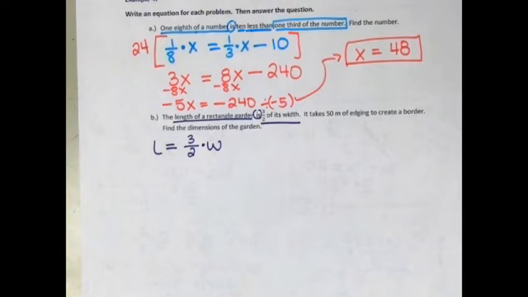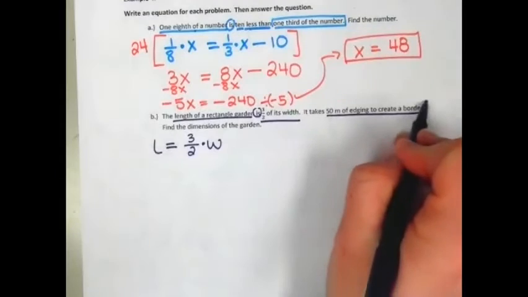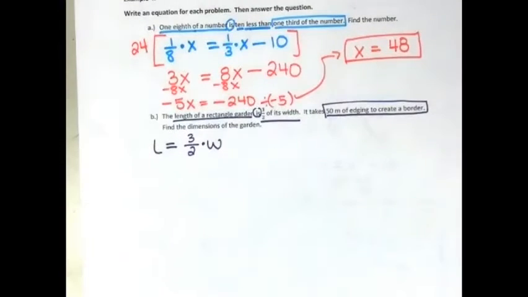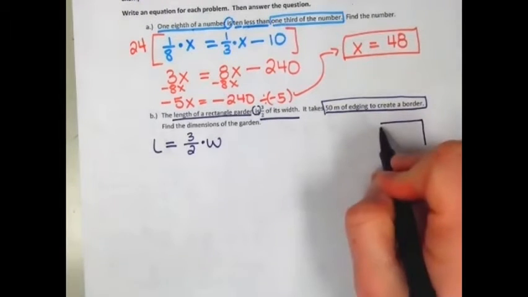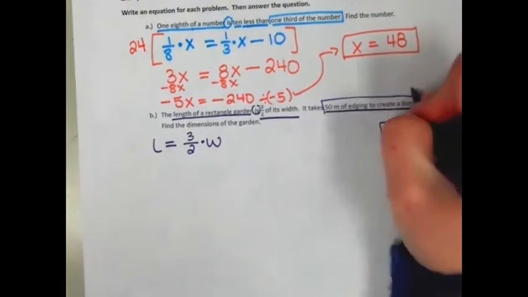It takes 50 meters of edging to create a border. If we're doing a border, guys, computers need to be put away, please. You should be paying attention up here, okay? Border. What does border represent? If we're talking about a rectangle, is border the area or the perimeter? The perimeter, right? The border is perimeter.